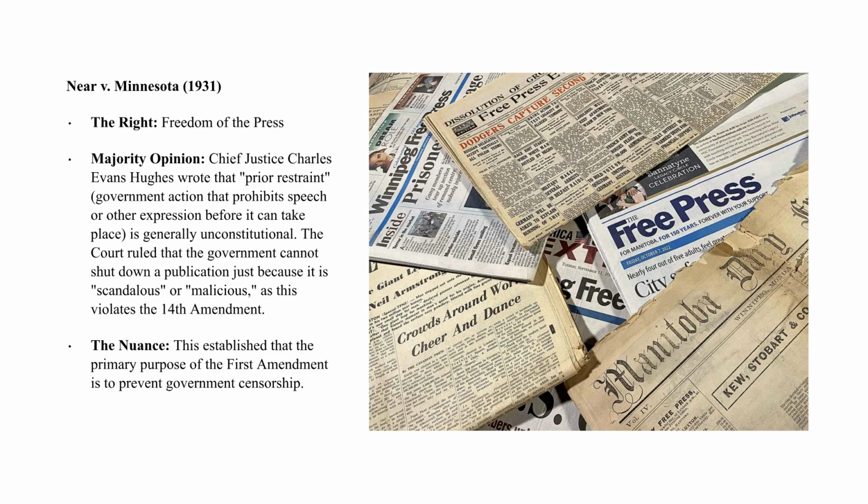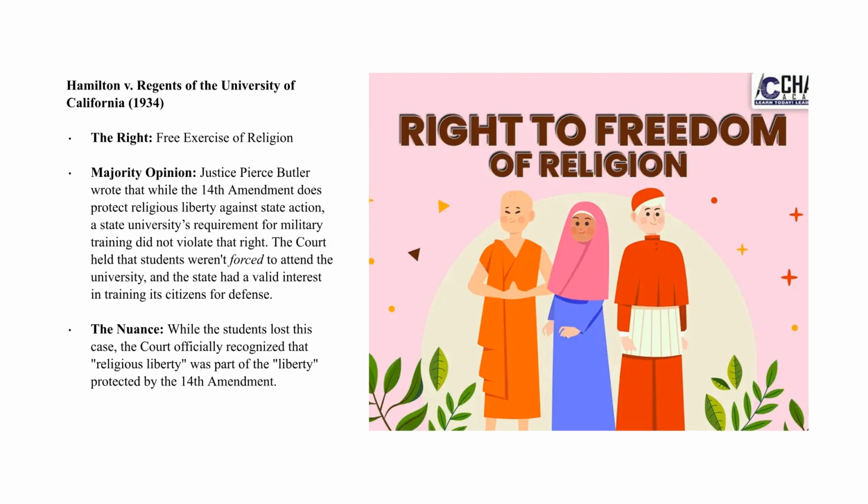Near v. Minnesota, 1931, addressed the freedom of the press. The majority opinion established that prior restraint, government censorship before publication, is generally unconstitutional, highlighting the First Amendment's purpose to prevent government censorship.